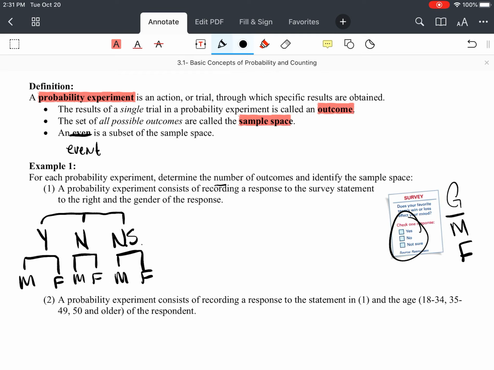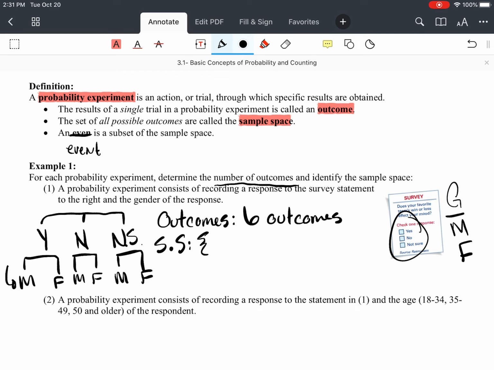Okay, so when we're looking for the number of outcomes, what we're looking at is we're counting this bottom row. So we're counting the number of outcomes in this bottom row. When I answer this, we get 6. So we have 6 possible outcomes. Now, the sample space is a little different. This is a set, so we're listing all of the possibilities.